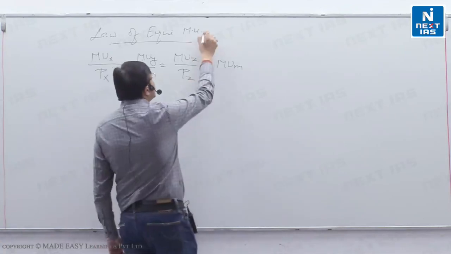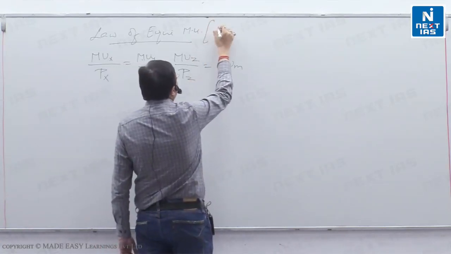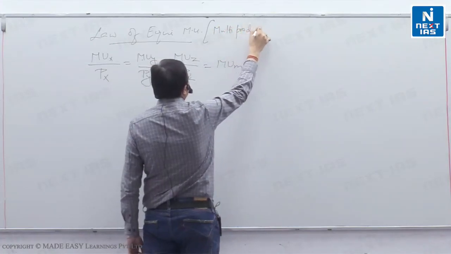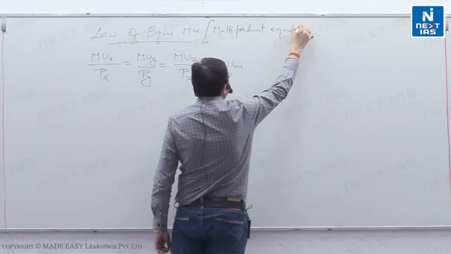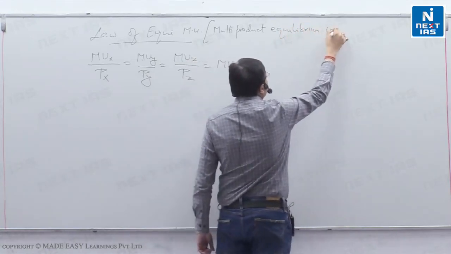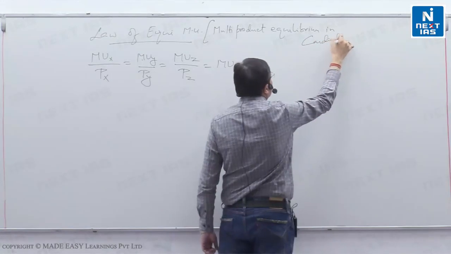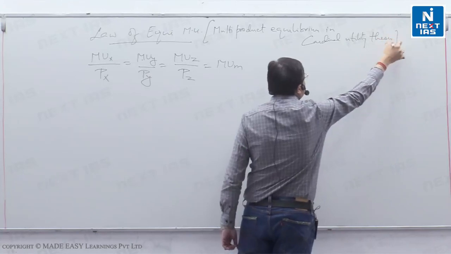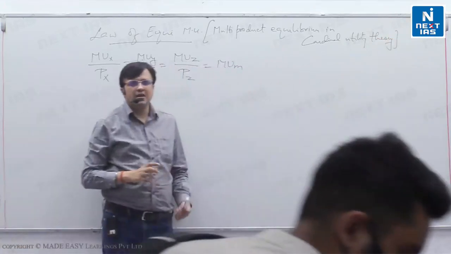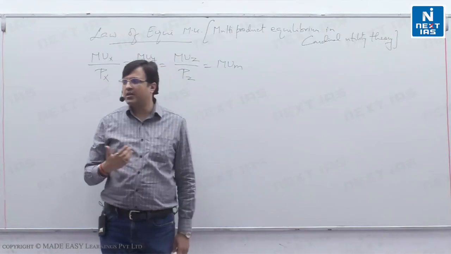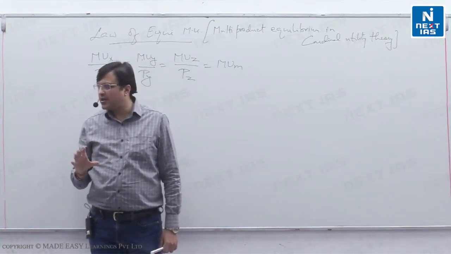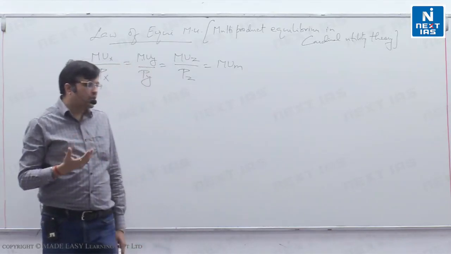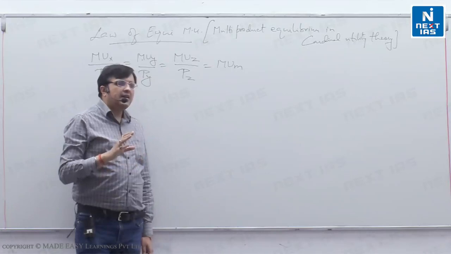Law of equimarginal utility is also used for multi-product equilibrium in cardinal utility theory. That is where it is used. So law of equimarginal utility is used in that also, to get a multi-product equilibrium in cardinal utility theory. The idea there is simple.